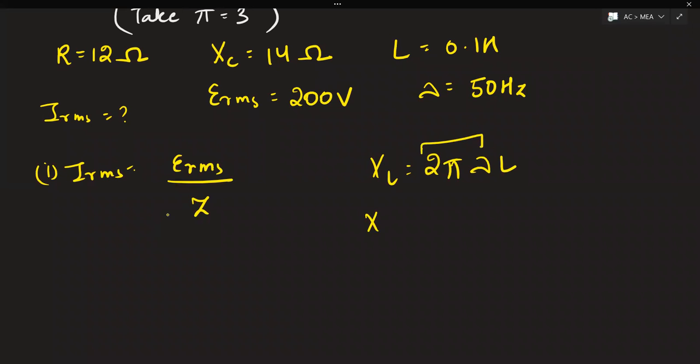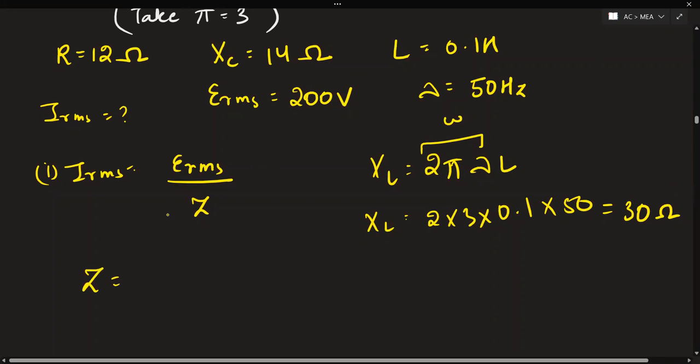Because this part is omega. So this will be what? This is 2 into 3. It is written, no? Take pi as 3. So 2 into 3 into 0.1 into 50. This will be 10, so the 0 cancelled. 3 0, 30, no? Yes, 30 ohms it should be. Just correct me wherever I am wrong.